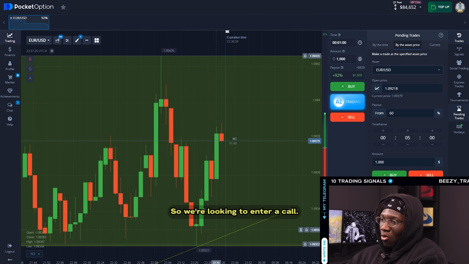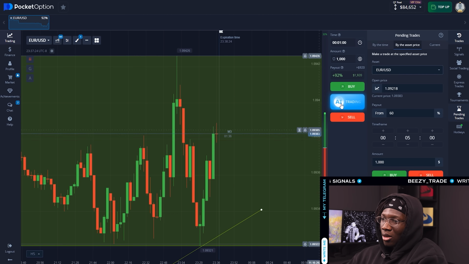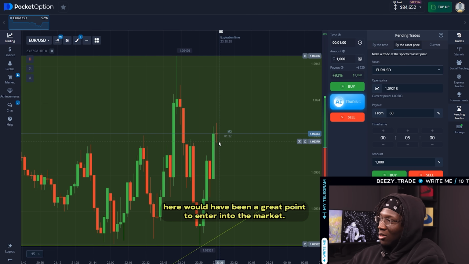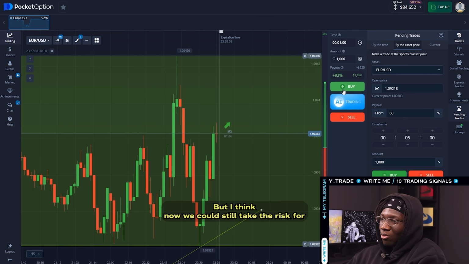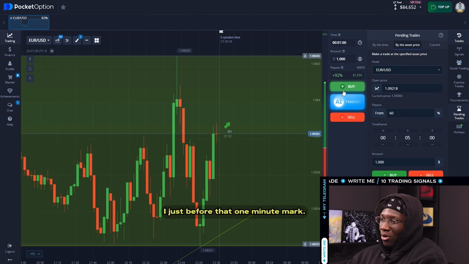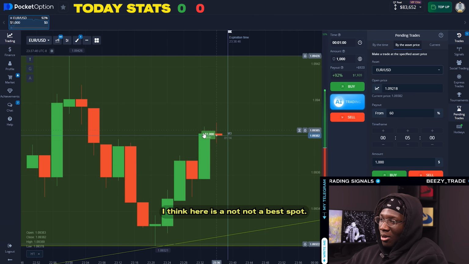So we're looking to enter a call, and now entry point is what's going to make or break the trade. And I think here would have been a great point to enter into the market, but not really out of the ordinary. But I think now we can still take the risk right just before that 1 minute mark. Okay, I think here is not a bad spot.